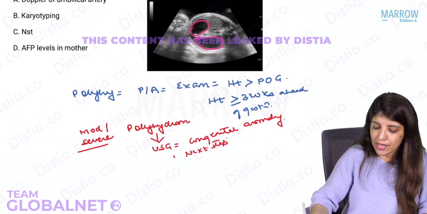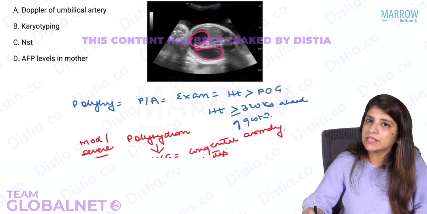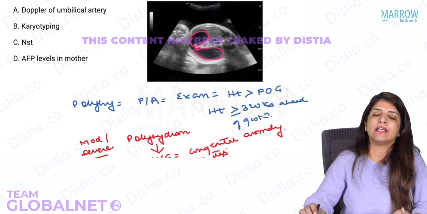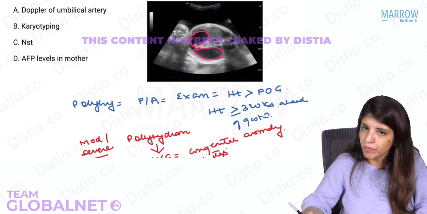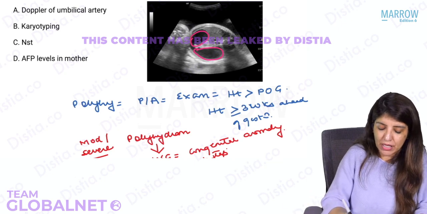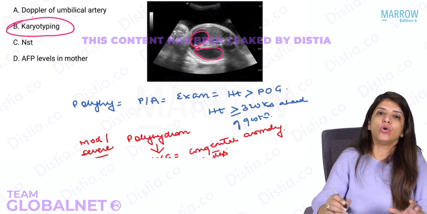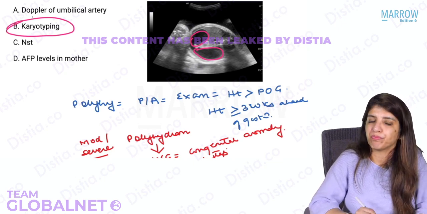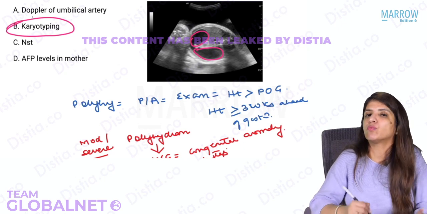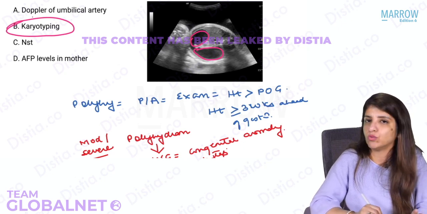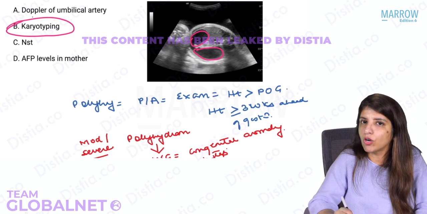Right, so in this case, I am seeing a double bubble sign, and double bubble sign is associated with Down syndrome. So my next step should be I should go for karyotyping to rule out Down's syndrome, right? Because duodenal atresia has a very high association with Down syndrome. Is this clear to all of you?